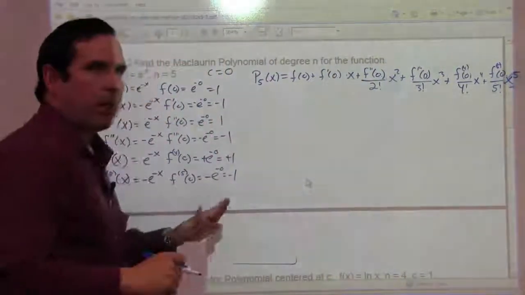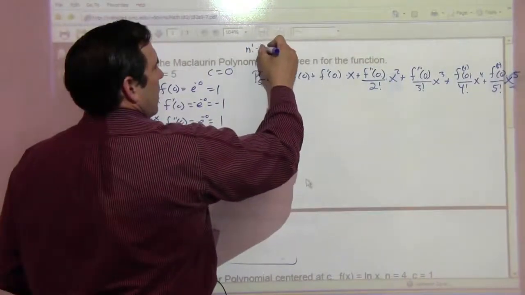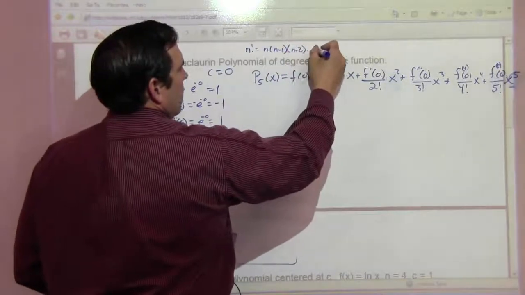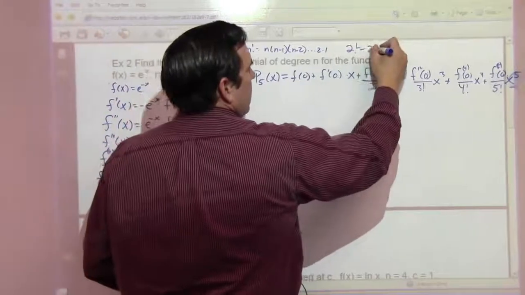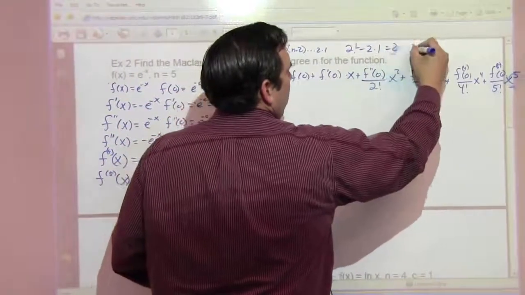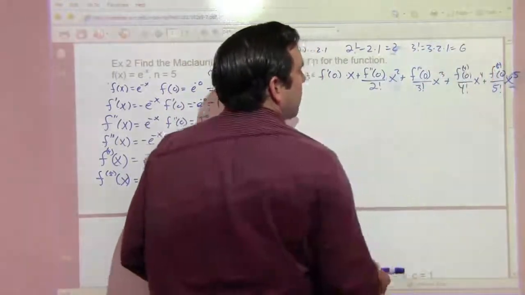One thing I want to pause on and go back and hit was that n factorial is n times n minus 1 times n minus 2 all the way down to 2 times 1. So 2 factorial is 2 times 1, which is 2. 3 factorial is 3 times 2 times 1, which is 6.